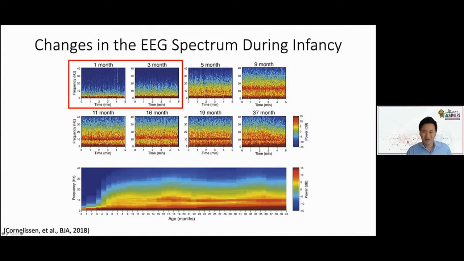So this is a more detailed look from Cornelison et al. of those first few months of life. So again, the 1 month, the 3 month old here don't have that alpha wave. The 5 month old, you start to see it actually. So you could definitely use that to help you titrate there.